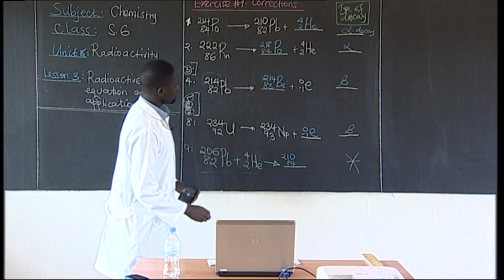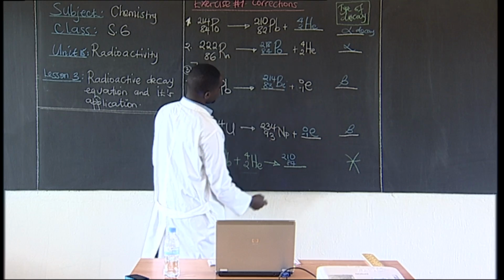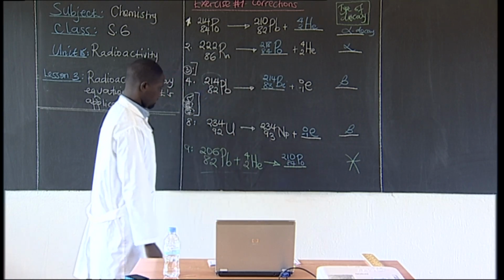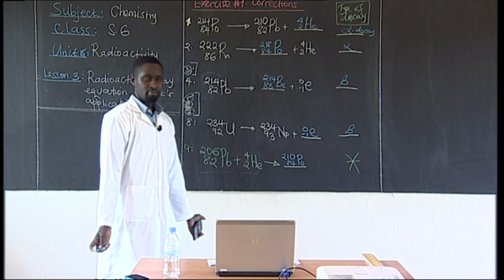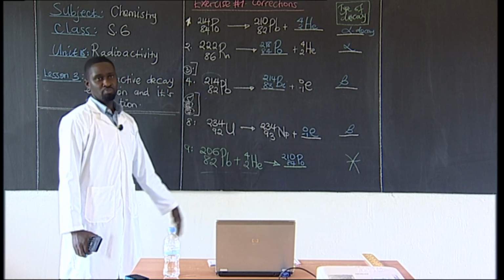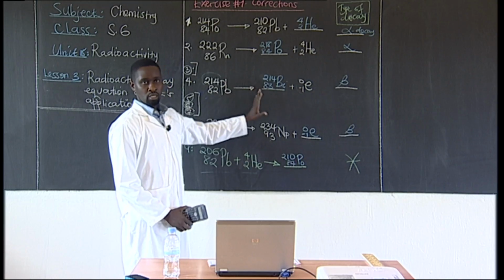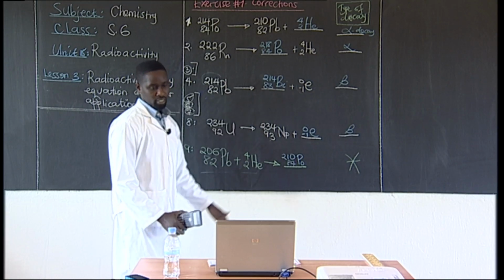So what is the value of 84? We're already having it here as Po. And that's it. So that is how you quickly balance those equations with the help of the periodic table, then you fill it up.